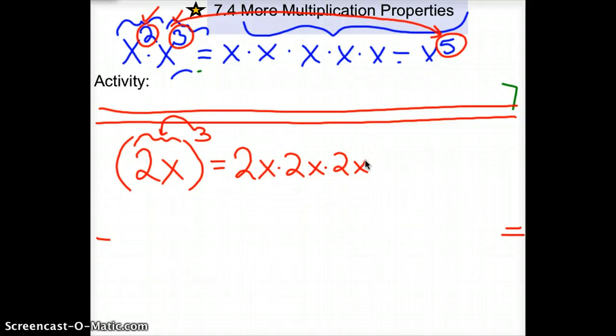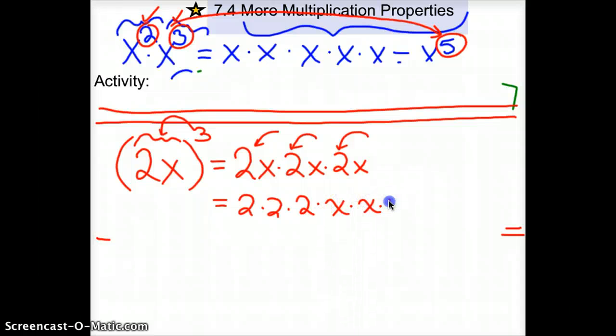And remember, I told you last week that when you have these out fronters, which we call coefficients, those numbers out front, you can bring them out front because multiplication is commutative, order does not matter. Let's bring those out front and put our x's in the back. Now look when I'm done. I ended up with 2 being multiplied 3 times and x being multiplied 3 times.